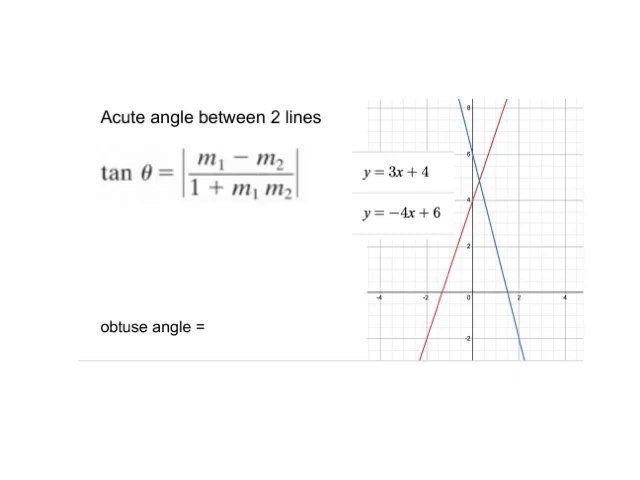This is a video on how to calculate the acute angle between two lines. So this formula, tan theta equals the modulus of m1 minus m2 over 1 plus m1 times m2, is in your formula book. So how would we use it? We have two lines. The red line is y equals 3x plus 1. The blue line is y equals minus 4x plus 6.